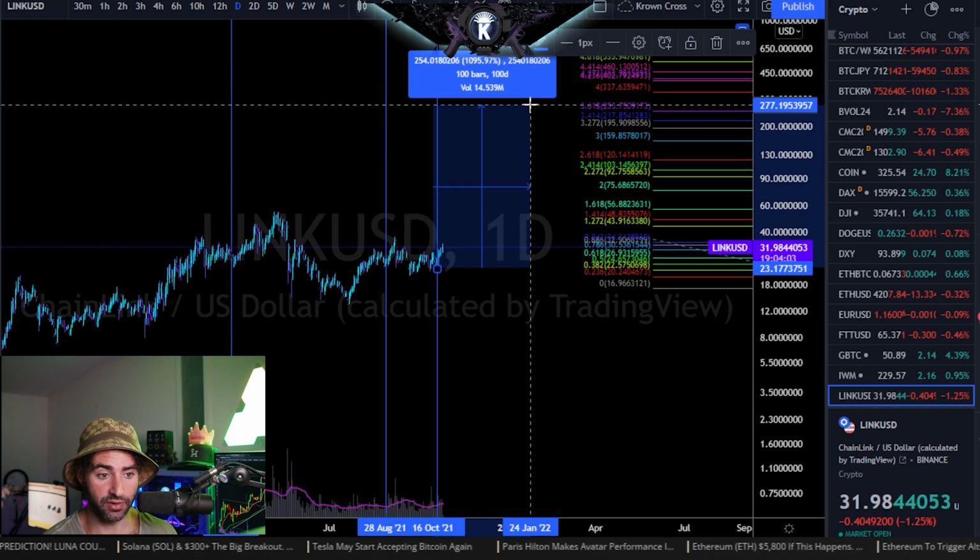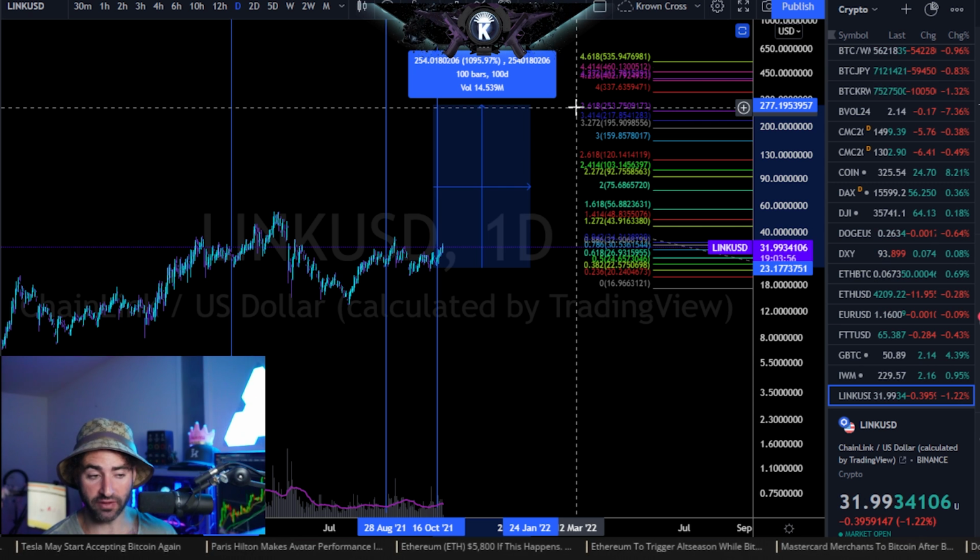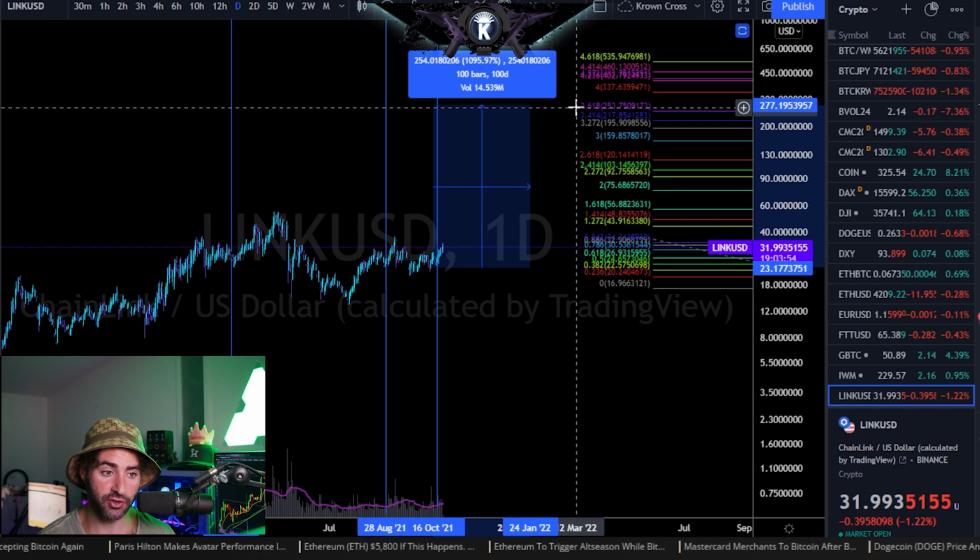And where does that put this baby? Actually, right at the 3.618, a common sort of top-ish target in these parabolic blow-off top markets, which we might be entering into around the end of year or early in 2022.